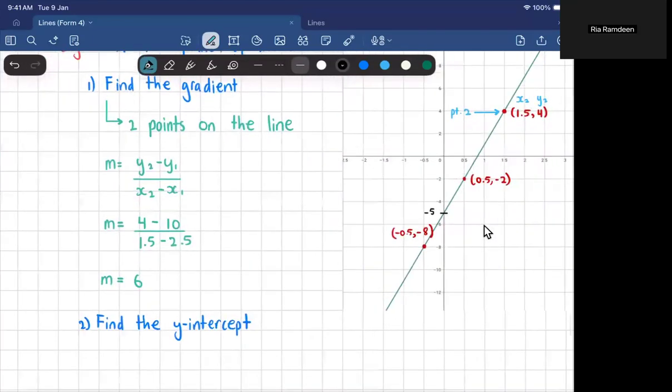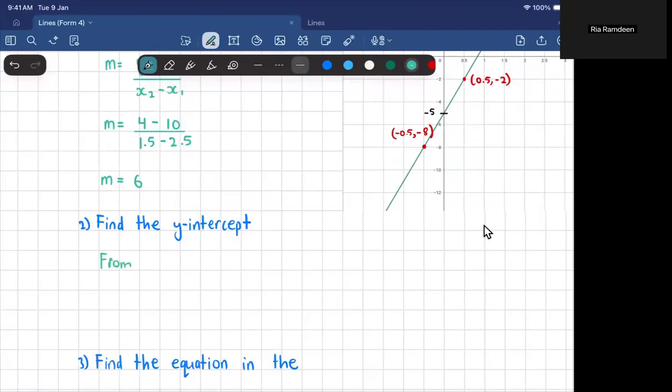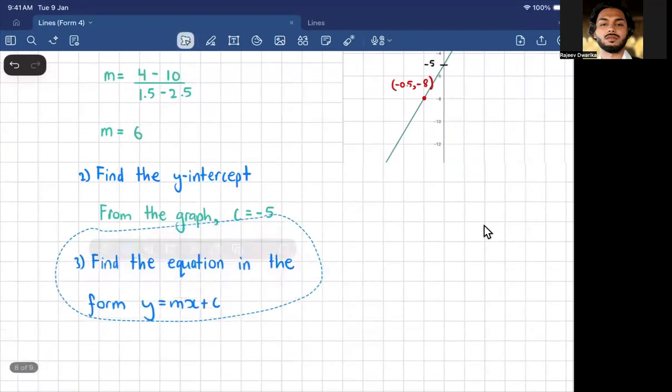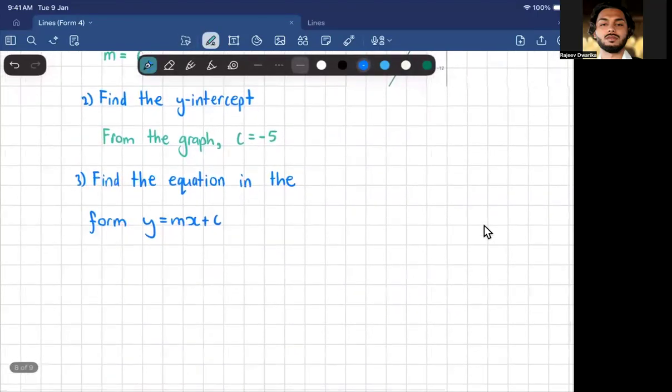Right? So if that is the case, I'll just say from the graph, c is equal to minus 5. Then if that is the case, Ria, tell me, what would the final equation be? Y equals 6x minus 5. That's it. That was easy, right?